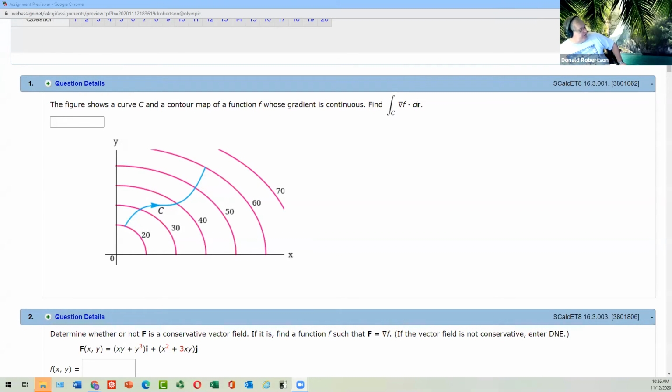Well, here's a weird one to start with. Figure C shows a curve C in a contour map of the function f, whose gradient is continuous. Find the integral over C of grad f dot dr. That's just the same as our F dot dr kind of guy, right? They took the vector field and made a gradient field out of it. So don't overthink this, shouldn't it be the potential function at the end take away the potential function at the start? What's the potential function's value at the end? 60. And then 20 at the beginning? So can you imagine the answer is 40? Which it is.